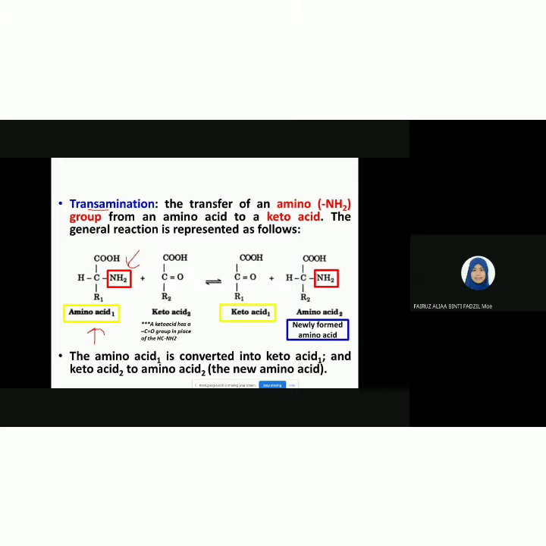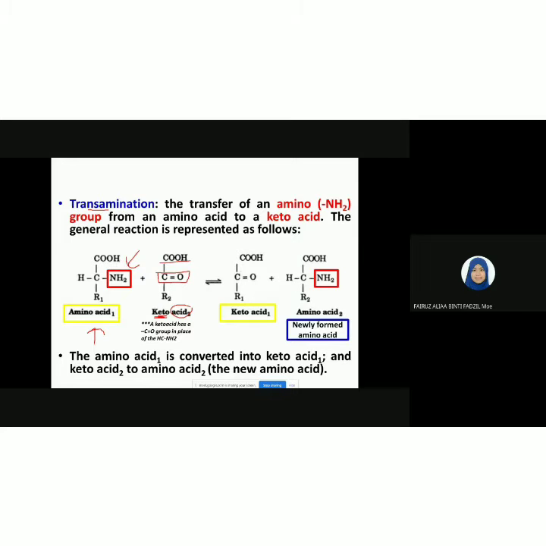Why is it called keto acid? I want to explain. Keto here means they have the carbonyl group, C double bond O. This is the ketone group or carbonyl group. So that's why it's keto. Why is it called acid? Because they have the COOH, the carboxylic group. So when you see the structure, C double bond O, the ketone group, and also COOH, the carboxylic group, this is a keto acid.